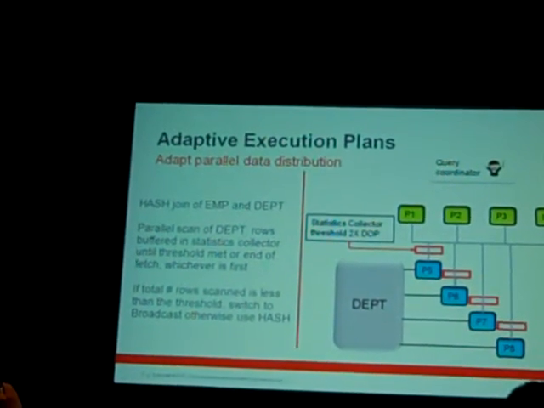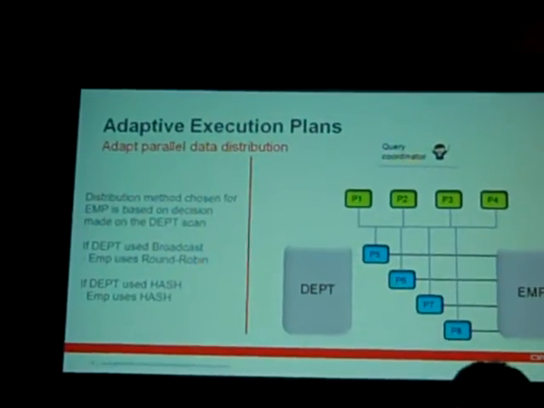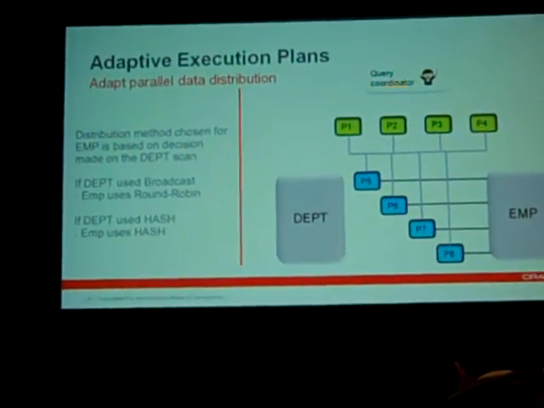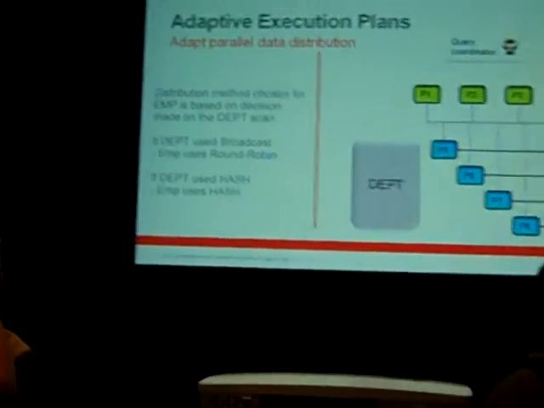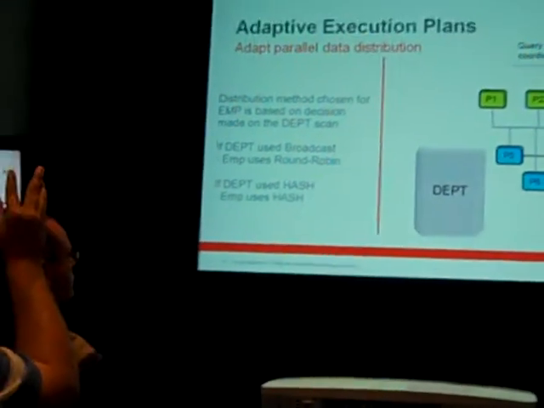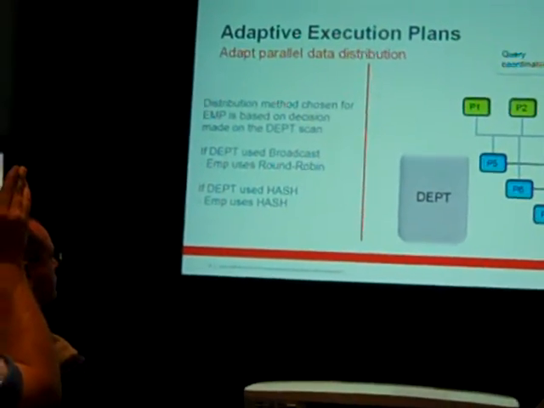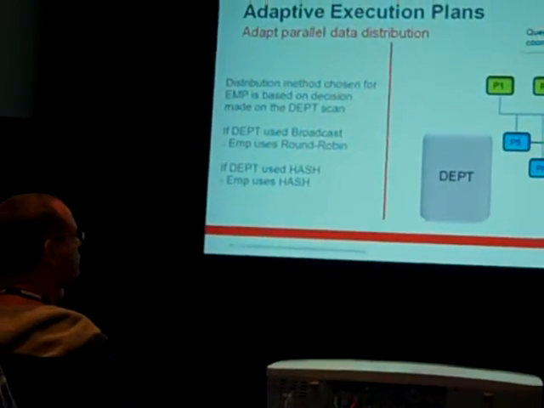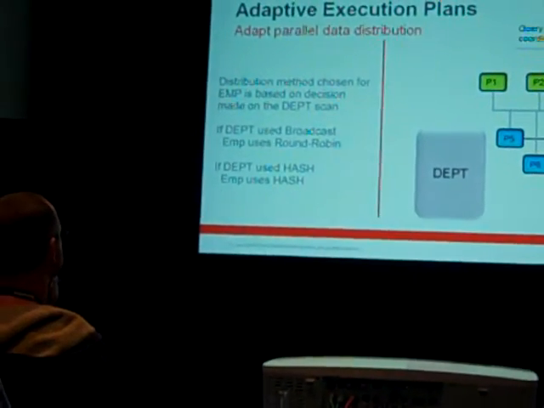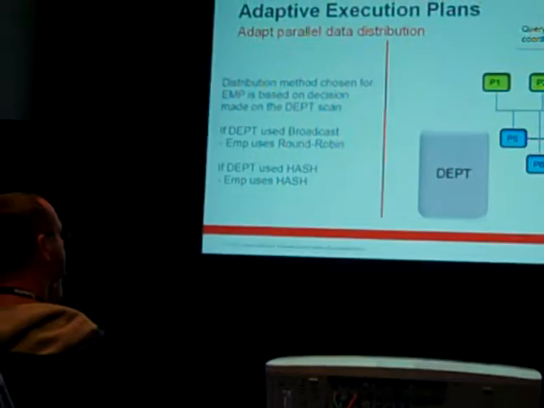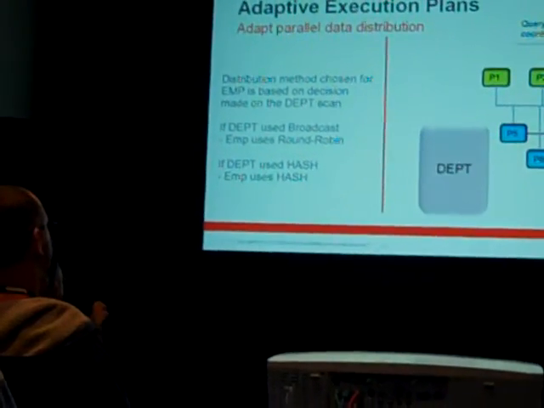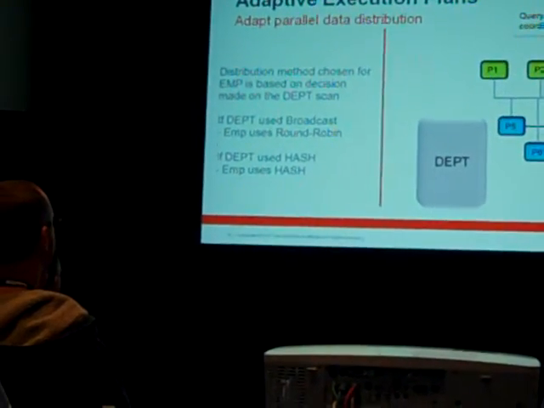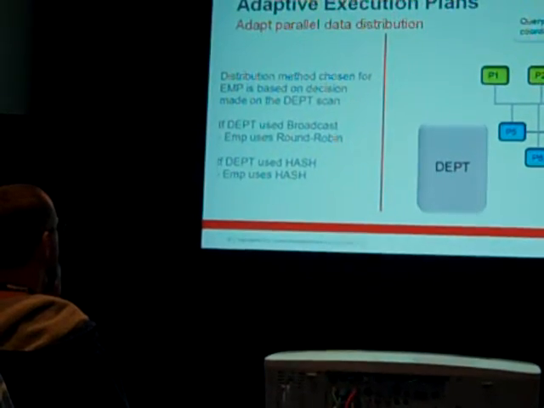Once that decision has been made and the switch has happened, those processes move over and then they start to scan the employees table, or the second table in the join. The distribution method chosen for that table is dependent on whether or not we went with the switched mode, which was broadcast, or whether we stuck with the original decision of hashing the rows to the consumers. So if we changed on the department to use broadcast, then the employees table scan would do a round robin distribution. If they stuck with the hash on the department table, then the employees table would follow suit and we would also do a hash distribution there.